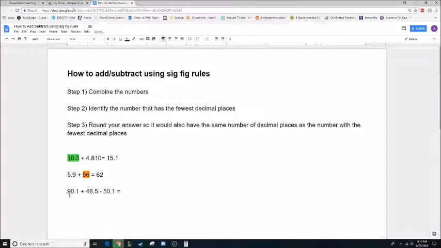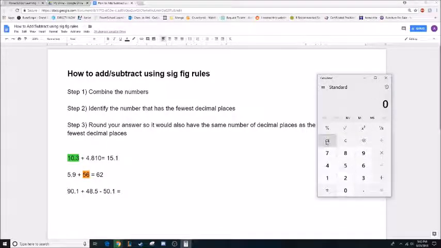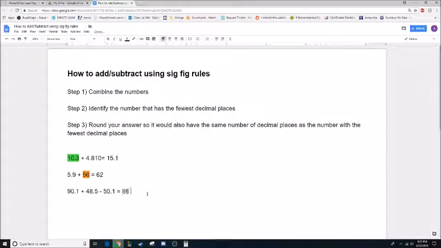So first we're going to combine the numbers. I'm going to go back to my calculator. So I have 90.1 plus 48.5 minus 50.1 equals 88.5.